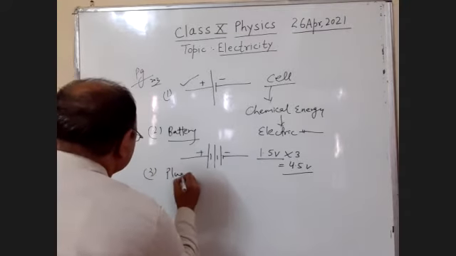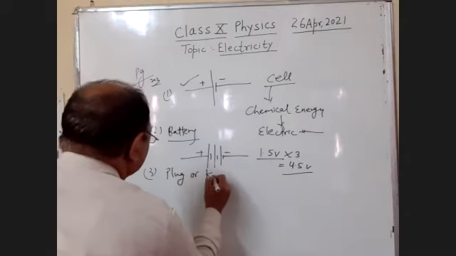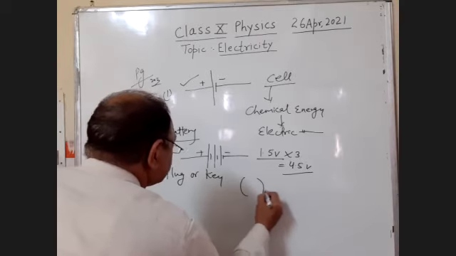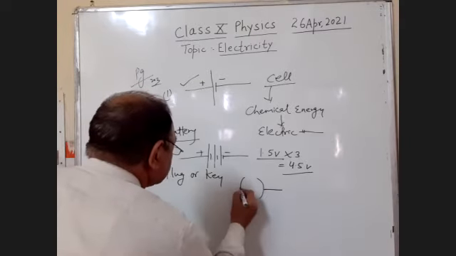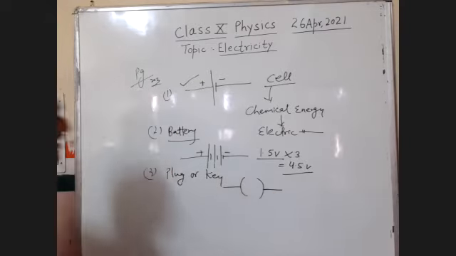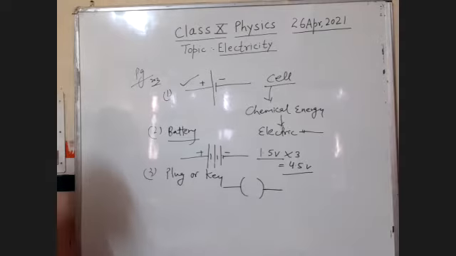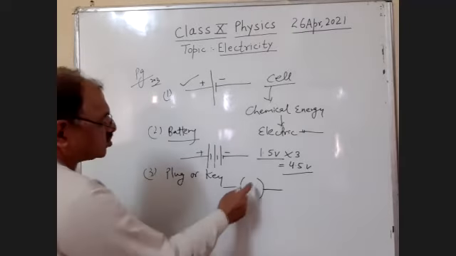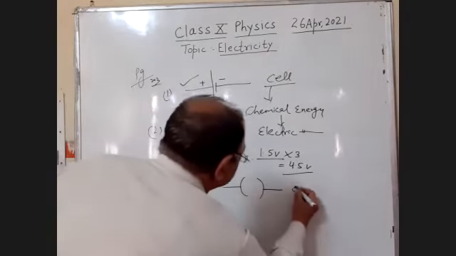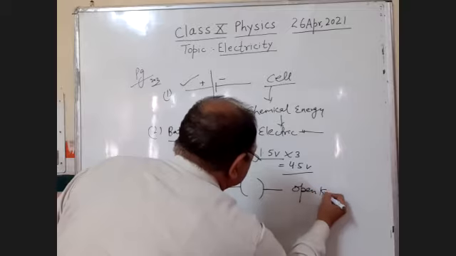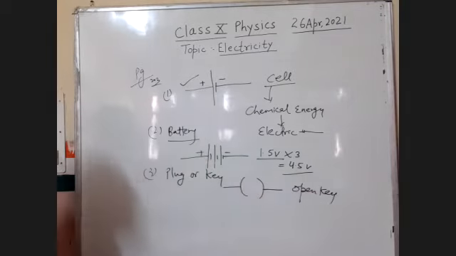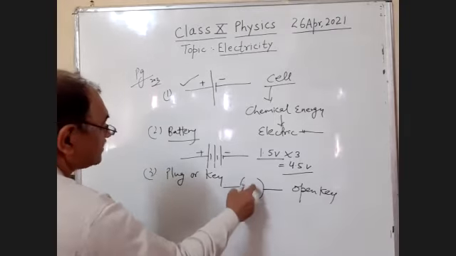Now third symbol is given as a plug or key. Now student, it is given as a plug or the key. Whenever there is no dot shown, it is the open key, or open plug. Is it clear, student?